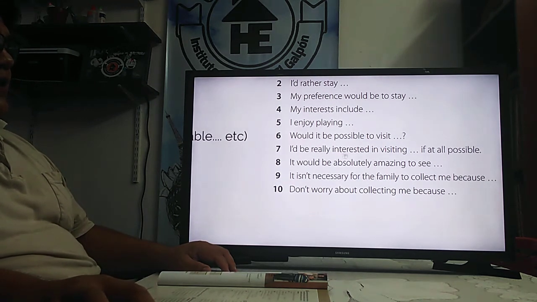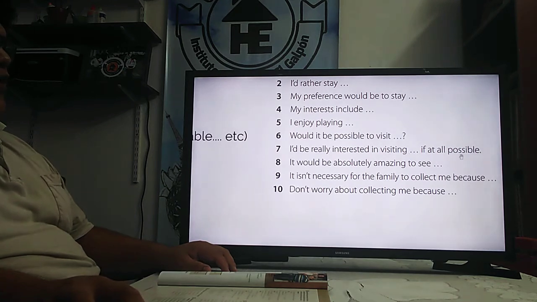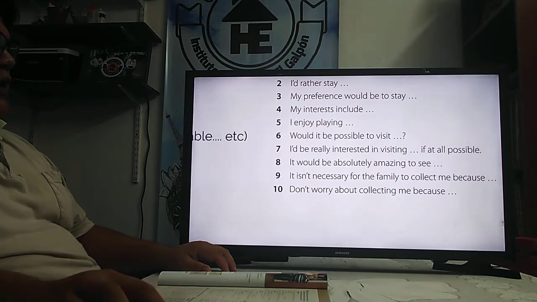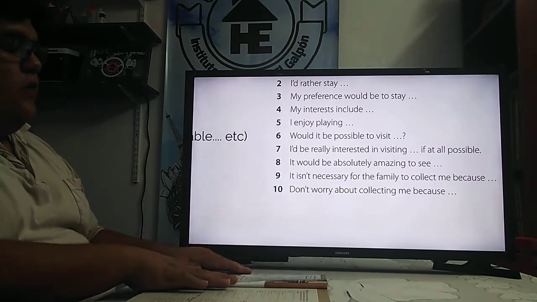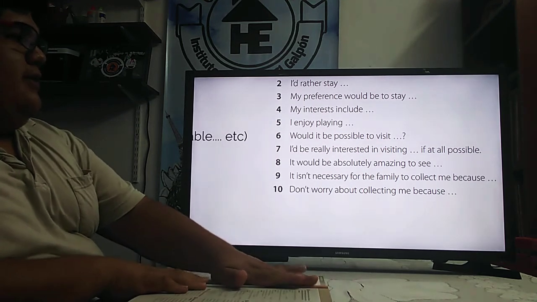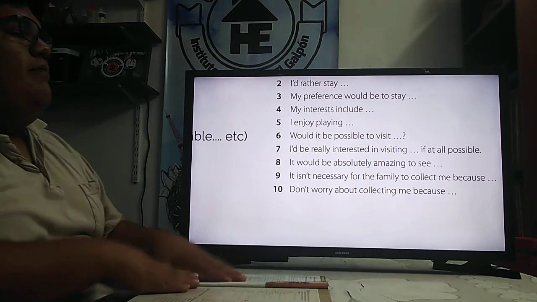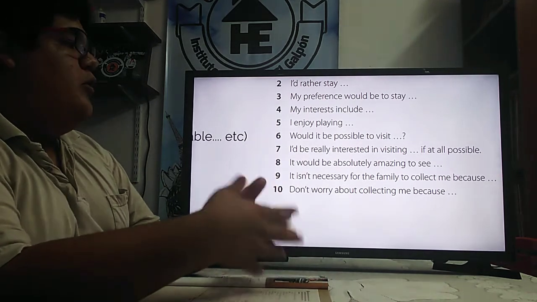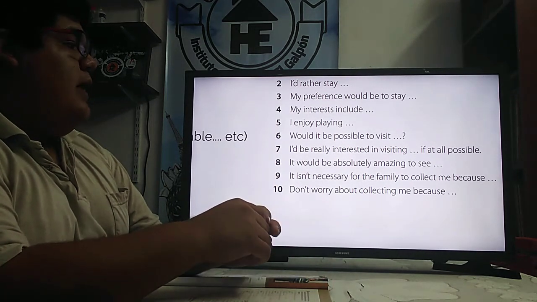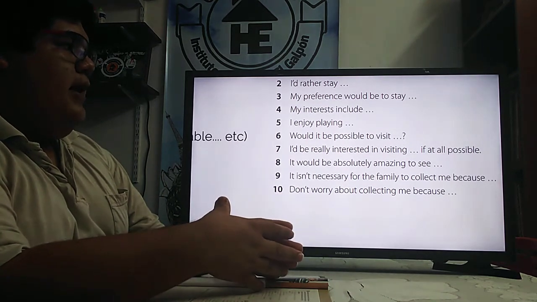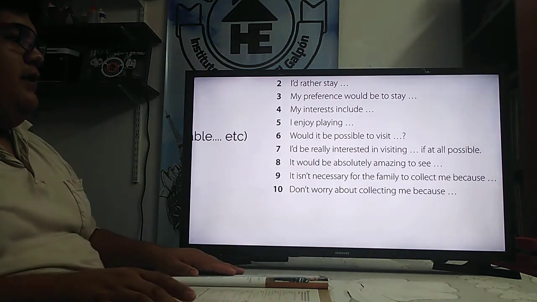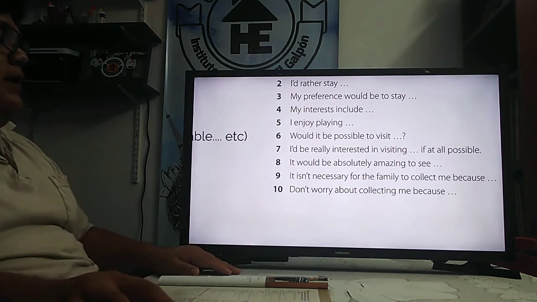Would it be possible to visit? I'd be really interested in visiting if at all possible. Or it would be absolutely amazing to see. Okay, would it be possible to visit? This is another tip for you to take into consideration when writing, okay? Never use questions in formal or semi-formal writing. Use them when writing informal emails or letters with friends. Don't use them when writing these kinds of pieces of paper.